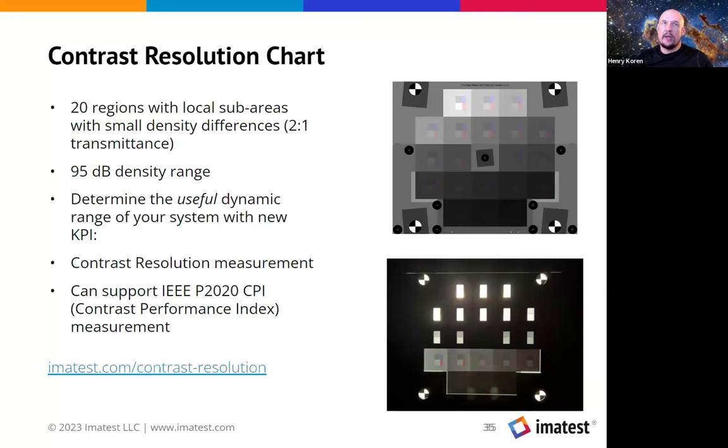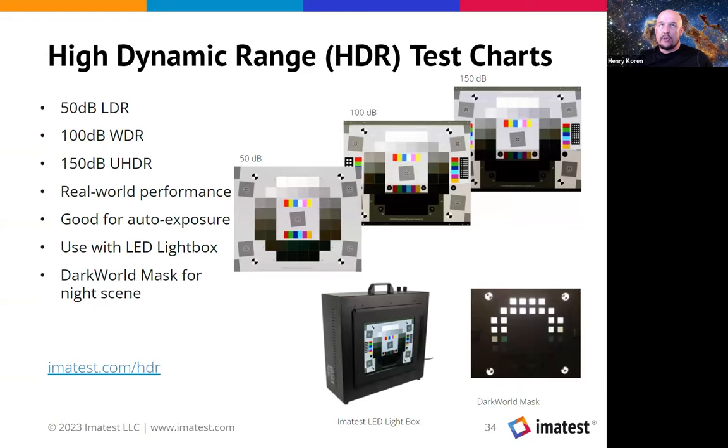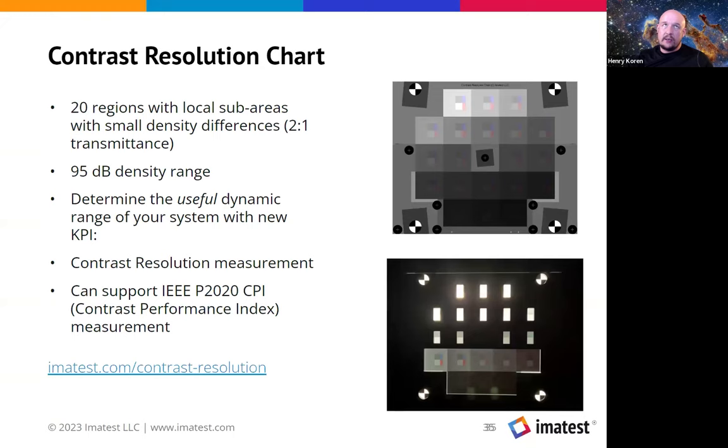There's a contrast resolution, and then there's an IEEE P2020 contrast performance index, which is formerly known as contrast detection probability. Whereas with the older style of dynamic range test chart, this can be heavily impacted by tone mapping. If you have a highly processed image, maybe a combination of multiple exposures, the older style of targets don't necessarily work as well, because the noise may go up and down. So this new contrast resolution target is meant to test that real-world performance.